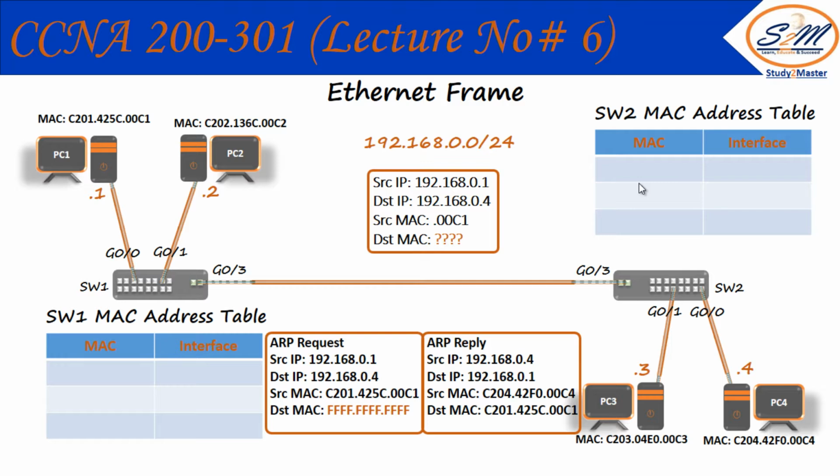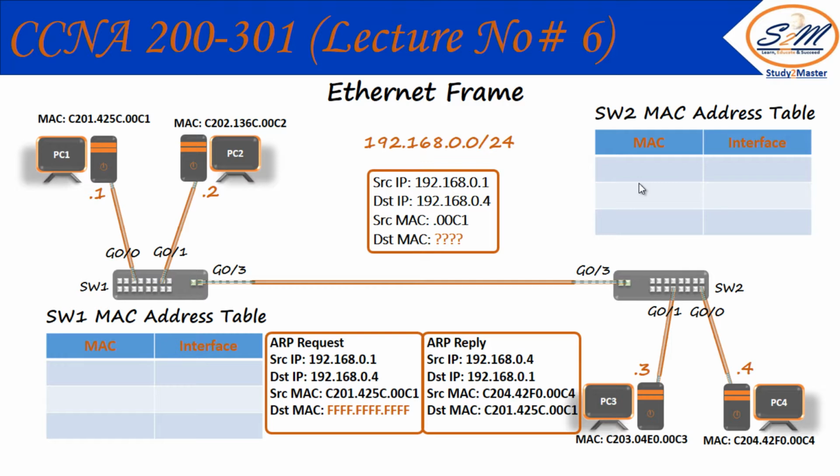So PC1 broadcasts a frame on the layer 2 address FFFF.FFFF.FFFF. We have two types of broadcast address: a layer 2 broadcast address and a layer 3 broadcast address. Here is the layer 2 broadcast address. All the Fs are called the broadcast address for layer 2 devices. So now PC1 sends the broadcast to the switch. Switch 1 receives the broadcast and sends it to all its interfaces except the interface on which it was received.